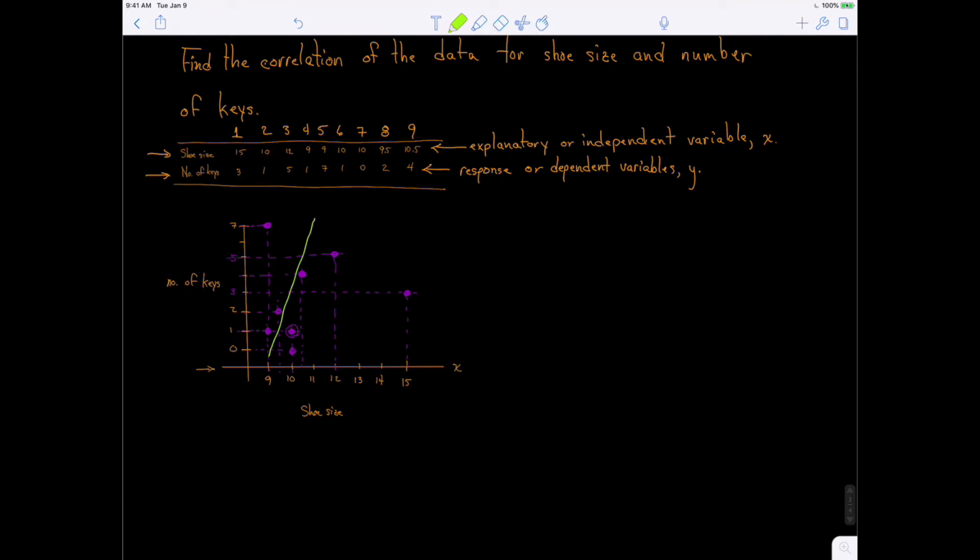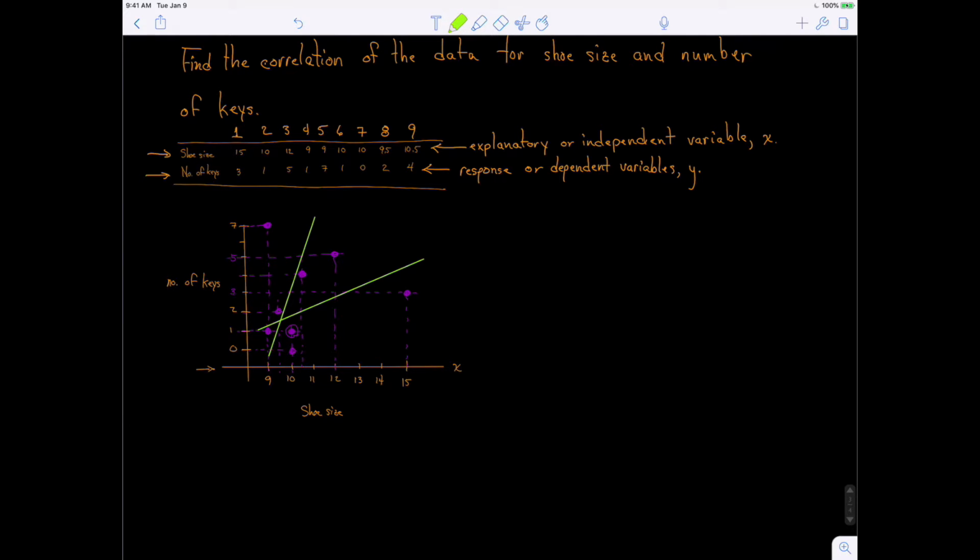Maybe a line would go through there. But then this dot on the right's kind of lonely. Maybe, what if I went through like that? And I have to admit, I'm not really seeing it. Well, let's find out. Maybe I just can't see it, or maybe it's not there.